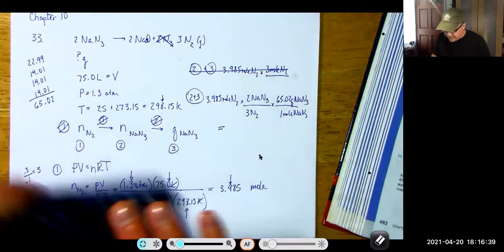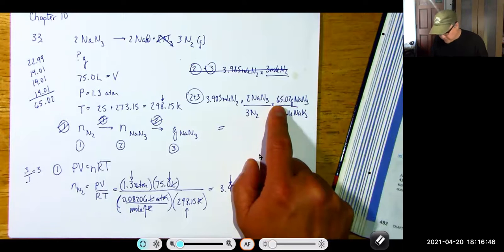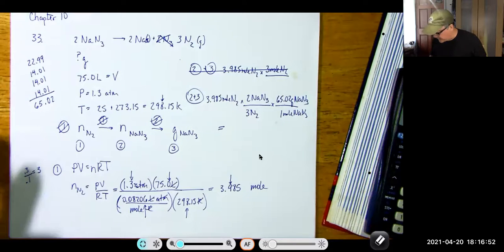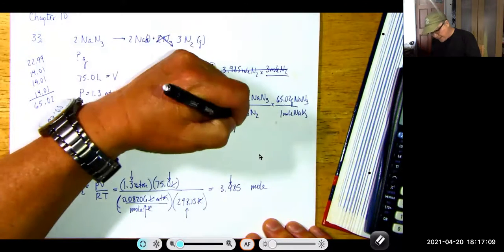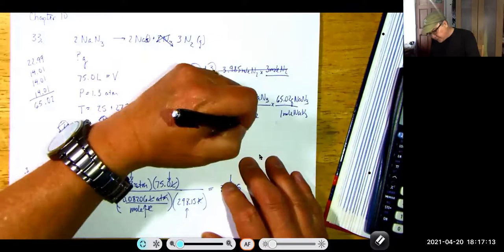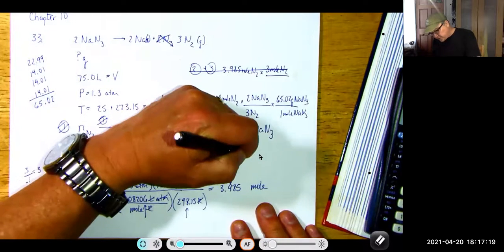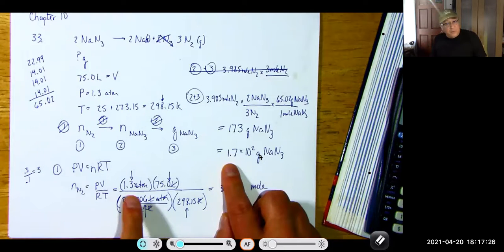And here, if I estimate the answer, I guess 3 goes into 65 22 times, right? 22 times 2 is 44. 44 times 4 is 176 or something like that. 3.985 times 2 times 65.02 divided by 3 equals 173 grams of sodium azide, which we have to report as 1.7 times 10 squared grams of sodium azide. I'm rounding this to 2 sig figs because of this 1.3 right here.